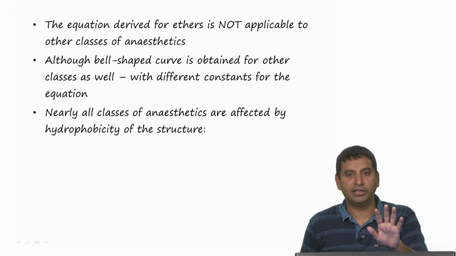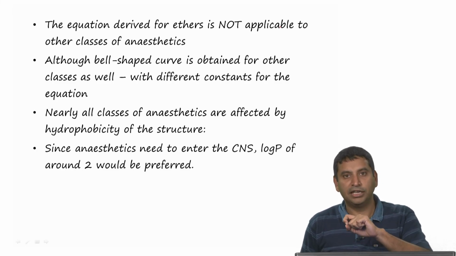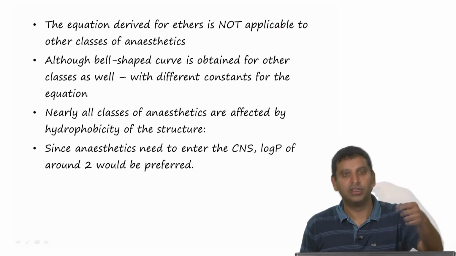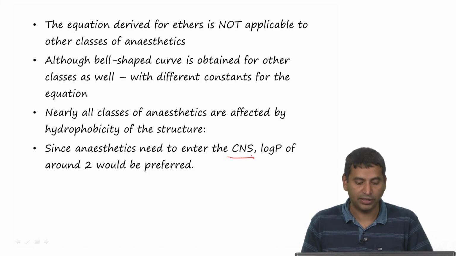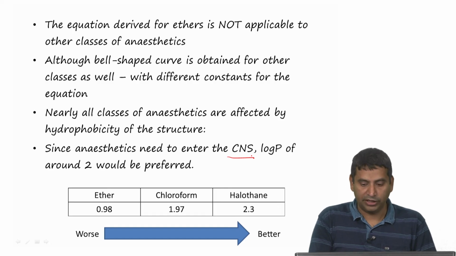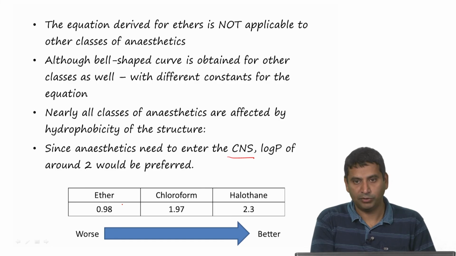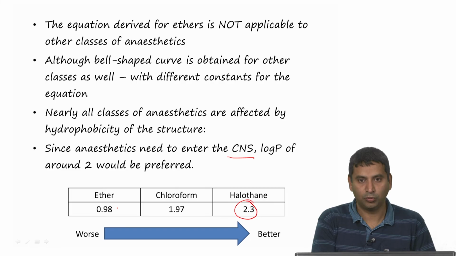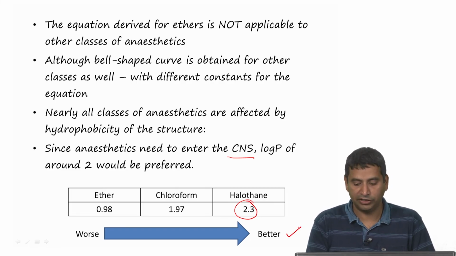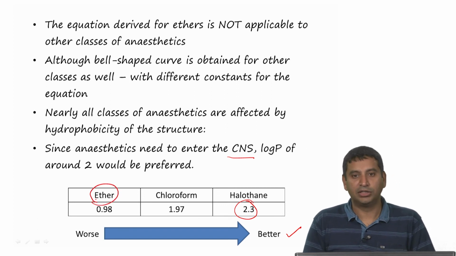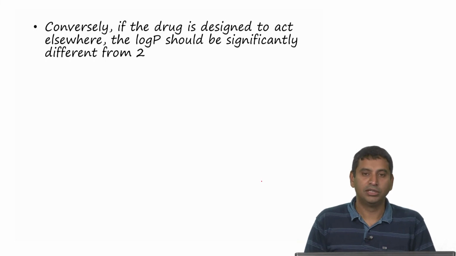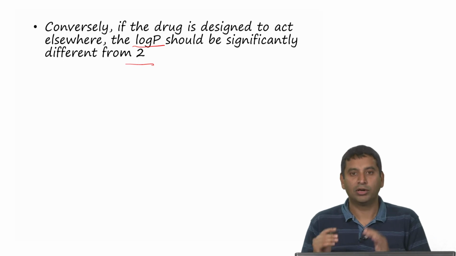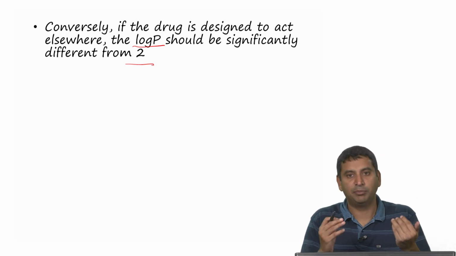Nearly all classes of anesthetics are affected by the hydrophobicity of the structure, and therefore it is possible to understand for each class of anesthetic what is better at getting into the central nervous system, defined here as CNS. What we typically find is that a log P of around 2 would be highly preferred. This kind of study has been applied to 3 examples here: halothane, chloroform and ether. The log P values go from 2.3 to 1.97 to 0.98. What we find in the anesthetic values is that halothane is actually a better compound compared to ether. Therefore, the next set of compounds I want to prepare would be in the range between 1.5 and 2.5. Keep in mind that if I go very high, that also creates a problem. But what this also helps us do is predict that if a compound has a log P of around 2, this molecule will enter the central nervous system and perhaps start acting in the brain or in the spinal cord.